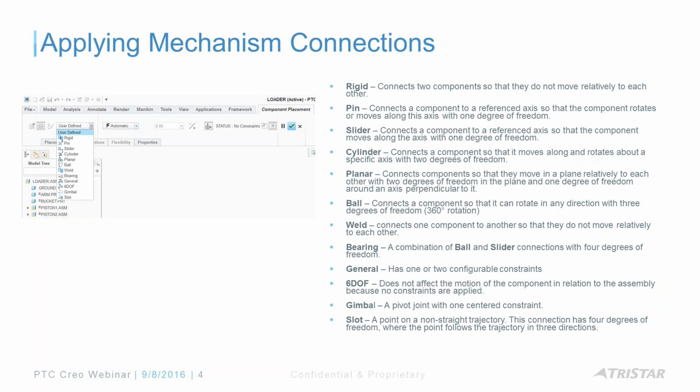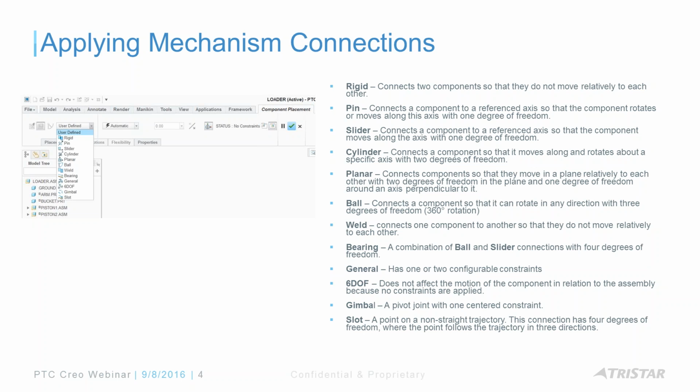This one is going to connect a component so that it can rotate in any direction, and it's going to give you the 3 rotational degrees of freedom. So you can have full 360 rotation on it. You have a weld connection, and this one will allow you to connect one component to another so that they don't move relative to each other.